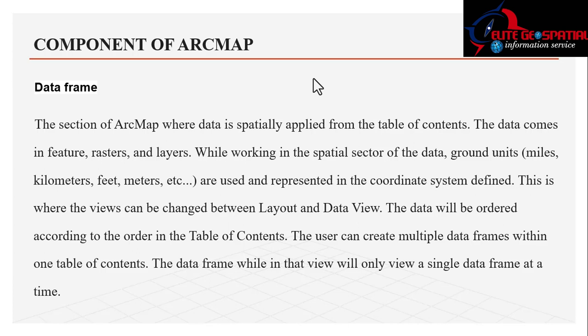Right? So while working in the spatial section of the data, ground units like miles, kilometers, feet, meters, etc. are used and represented in the coordinate system defined. This is where the views can be changed between layout and data view. The data will be ordered according to the order in the table of content. The user can create multiple data frames within one table of content. The data frame, while in the view, will only view a single data frame at a time.